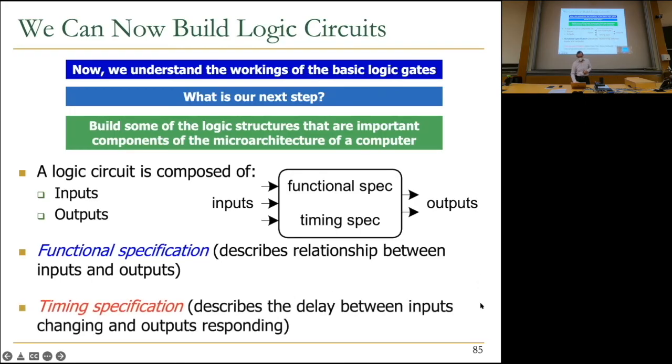Okay, timing specification, on the other hand, describes the delay between inputs and the outputs. When the inputs start to change, when do the outputs respond to that change? And when do they stabilize? That's the idea, basically. And we're going to talk about this later.